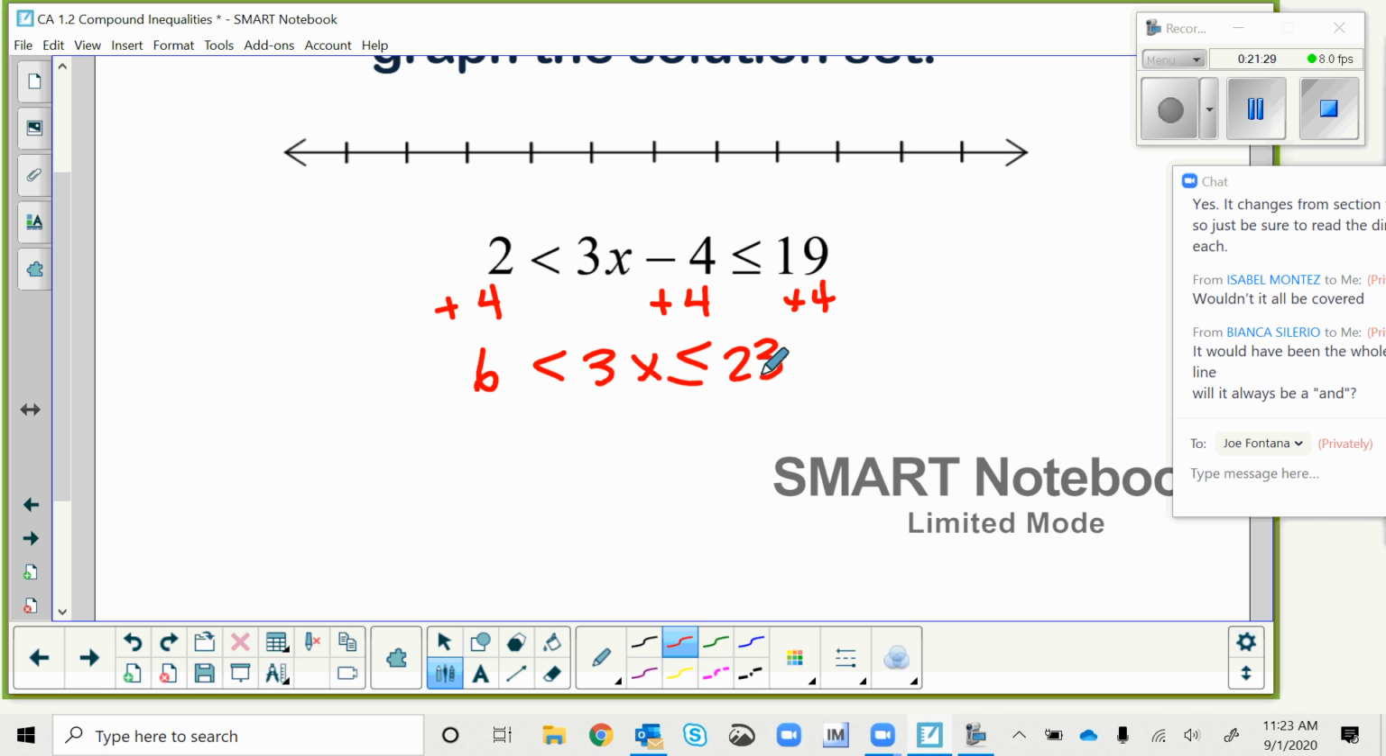I still don't have the x by itself. I have to divide by 3 everywhere. The left side, the middle, and the right side. So that gives me 2 less than x less than 23 thirds.